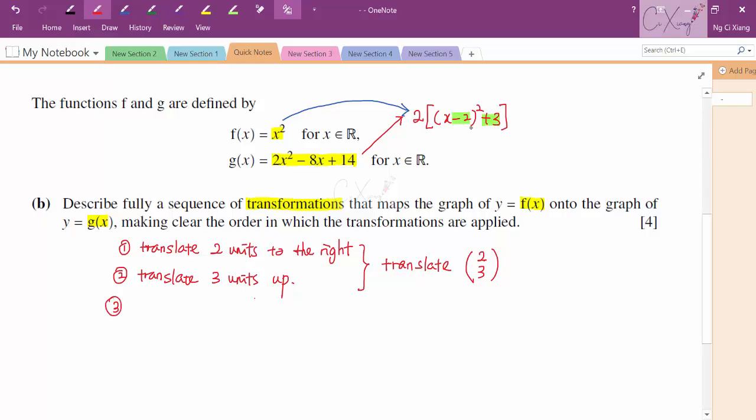After we go through the translations, the last one will be a stretch. We multiply the 2 outside the whole function. That means it is a vertical stretch. So the third transformation will be a vertical stretch. And we need to let them know what the stretch factor is. So with a stretch factor of 2, because we multiply the 2 outside the whole function. So these are the 3 transformations that we apply to change the x squared into this form.